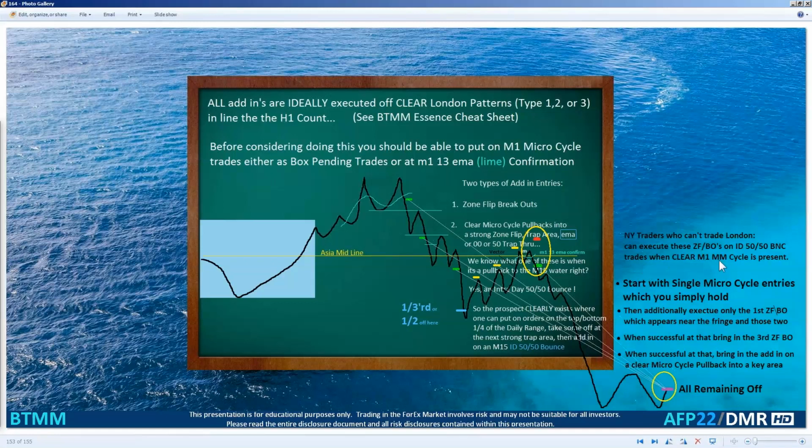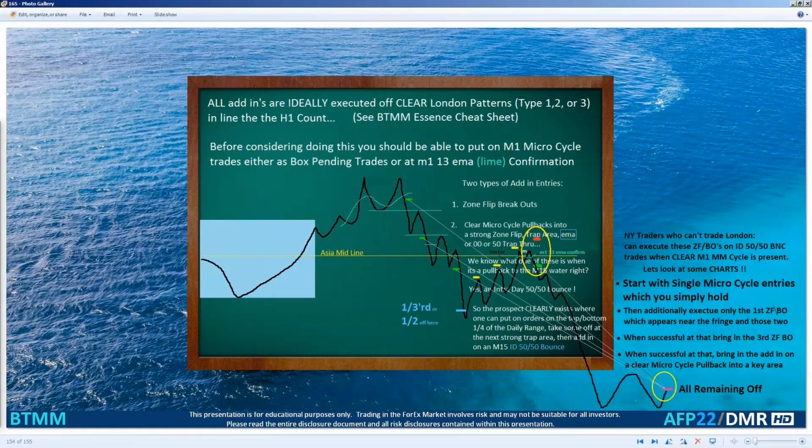When clear M1 microcycles are present, that's the M1 cycle, we want to make sure we have the clear 1, 2, 3 up with vector into some type of anchor pattern. We want to have a really nice M1 microcycle up to warrant doing this type of maneuver coming down into price. All right, let's look at some charts.